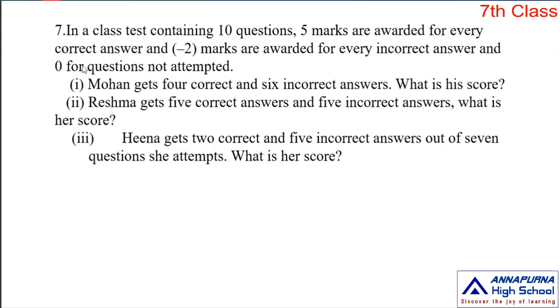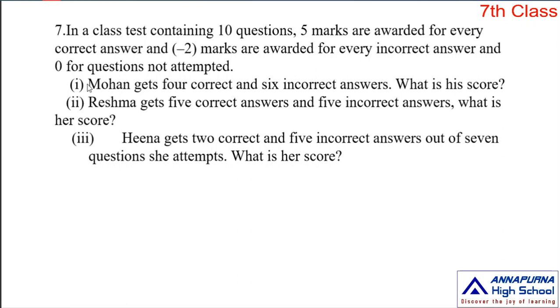Seventh problem is, in a class test containing 10 questions, 5 marks are awarded for every correct answer and minus 2 marks are awarded for every incorrect answer, and 0 marks for questions not attempted. First one: Mohan gets 4 correct and 6 incorrect answers. What is his score? Second one: Reshma gets 5 correct answers and 5 incorrect answers. What is her score? These two are the same.